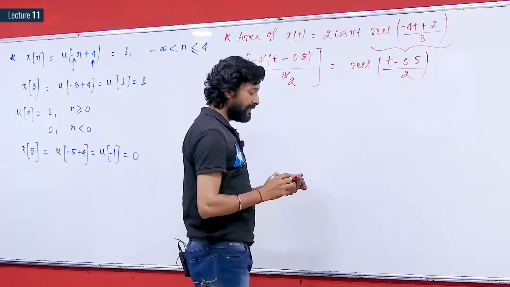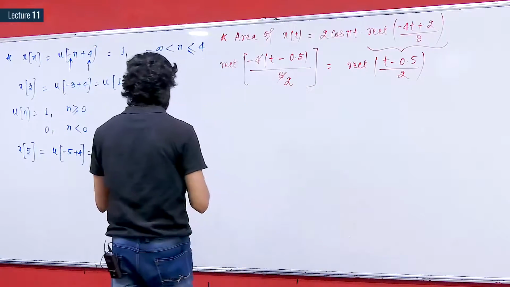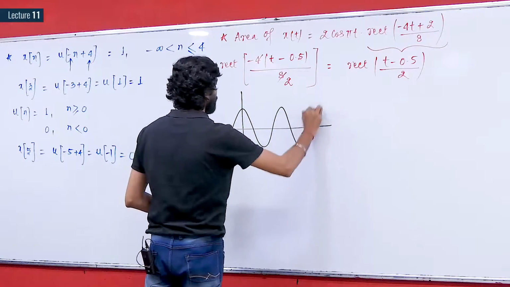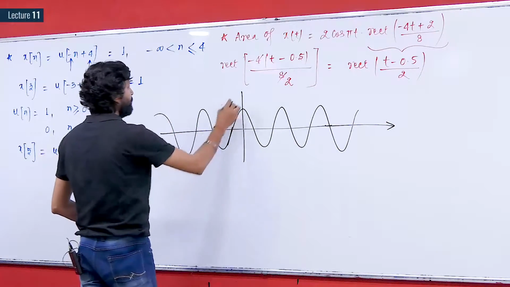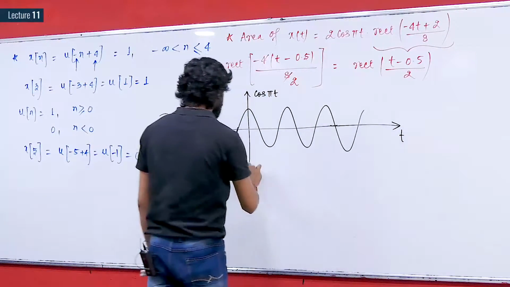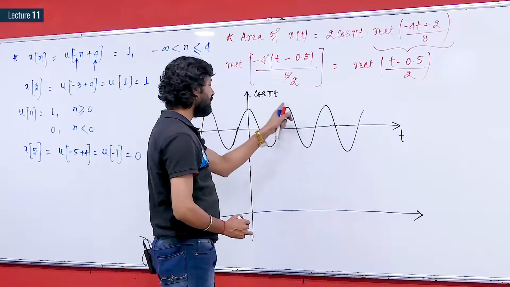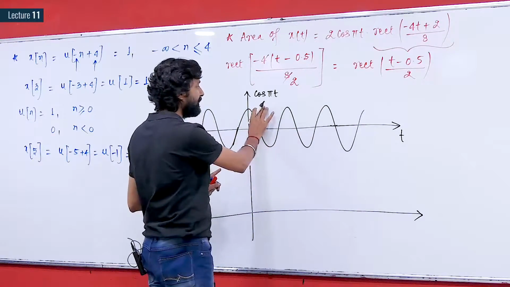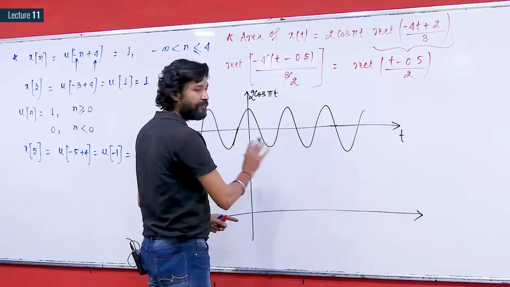Now you have obtained the representation, that is a rectangle of t minus center upon 2. It means you are going to multiply it with your cos function. If you draw it, it is cos pi t, and we are going to multiply this signal with a rectangular function. I have not plotted the signal according to the period of this function. I am just representing that we are going to multiply 2 cos pi t with a rectangle.